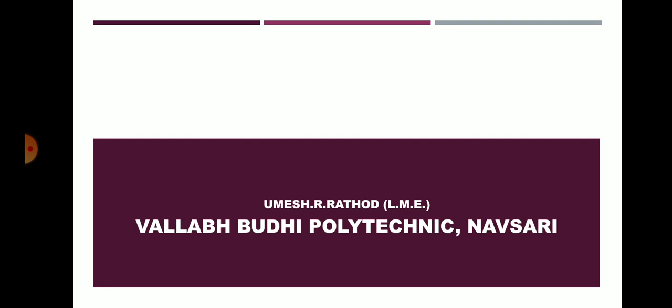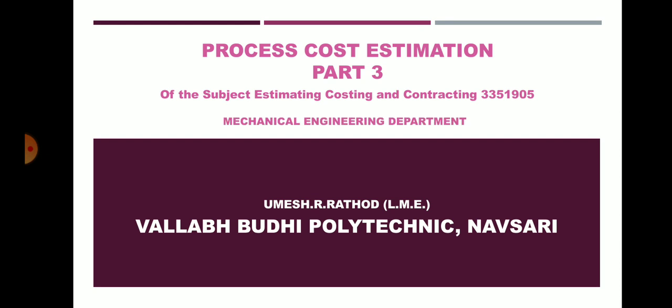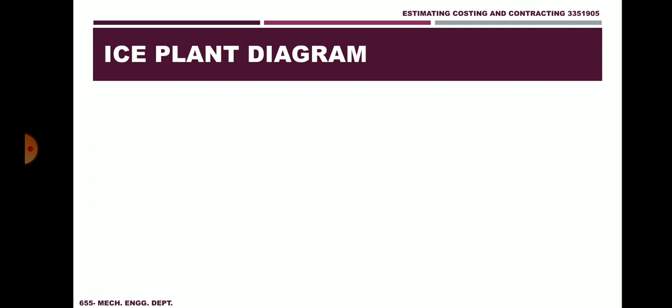In today's lecture, we will learn about process cost estimation part 3 on ice making project, of the subject Estimating, Costing and Contracting, subject code 3351905, from the mechanical engineering department. So let's make a start with the ice plant diagram.